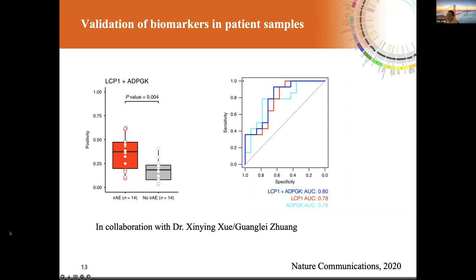We then built an AUC prediction model to see whether these two genes can predict the RE occurrence. We think this makes sense because these two genes are involved in T cell activation, right? Once the T cell has been activated, you are much more likely to attack normal tissues and cause this kind of RE. This paper has been published in Nature Communications.